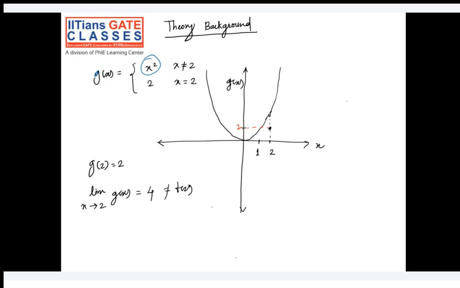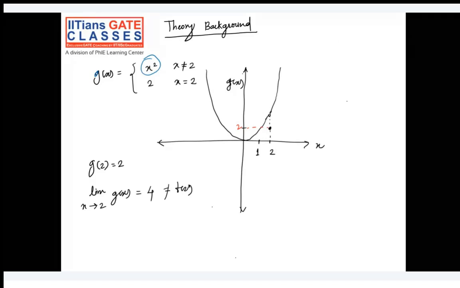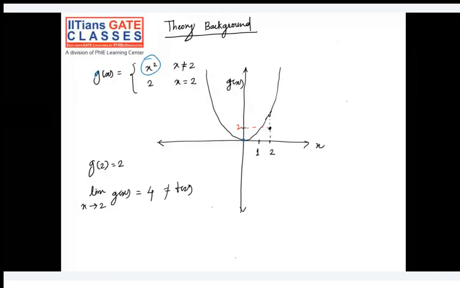Let's say when x is equal to 0, g of x is 0. When x is equal to 1, g of x is 1. When x is equal to 3, g of x is 9. When x is equal to minus 1, g of x is 1. When x is equal to minus 2, g of x is 4. When x is equal to minus 3, g of x is 9, and so on. So ultimately what you are getting is a parabola. I hope you understood this first function, that is g of x equal to x square when x is not equal to 2.